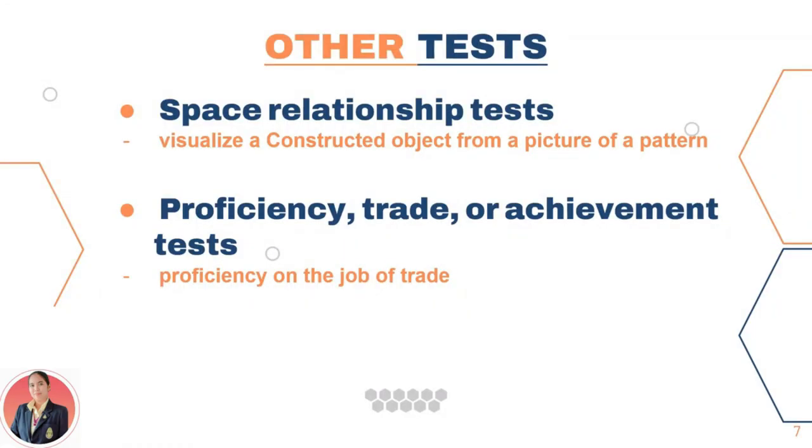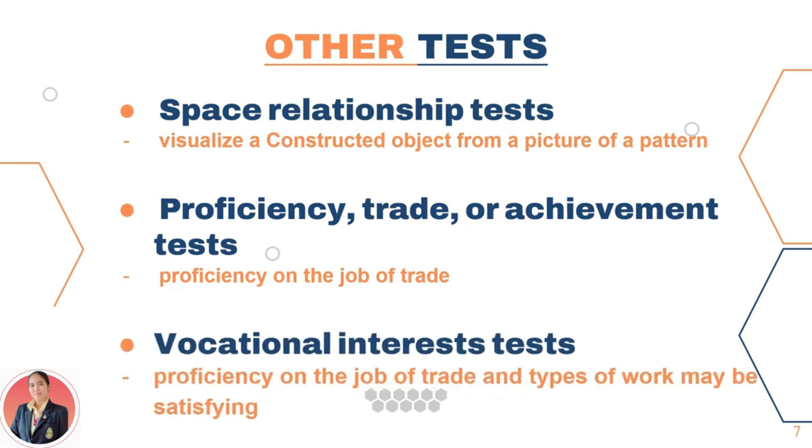Proficiency, trade, or achievement tests. These tests measure the individual's proficiency on the job or trade in which he has had prior experience or in which he is actually engaged at the moment. These tests measure job skill through work sample tests. Example, typing, shorthand, bookkeeping, machine operation, and drafting.